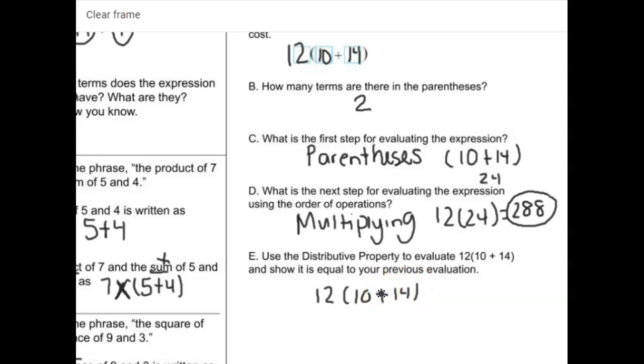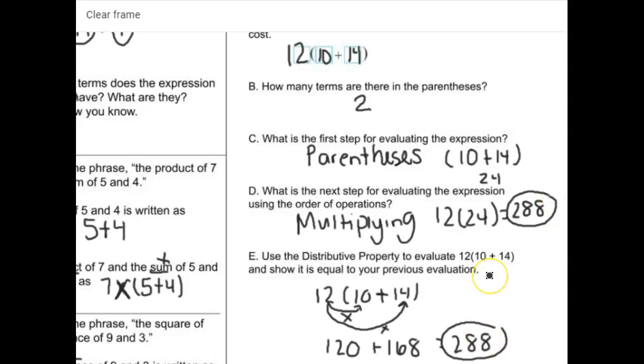I like to call the distributive property the friendship property because the number on the outside wants to be friends with everyone on the inside. So what that means is I'm going to multiply my number on the outside with my numbers on the inside. So 12 times 10 is 120. We're just going to drop down that addition sign. And 12 times 14 is 168. When I add those together, I get 288. So it's just a different way to solve the problem. You get the same answer, but if they ask you to use the distributive property, the guy on the outside is forcing friendship with everyone on the inside.